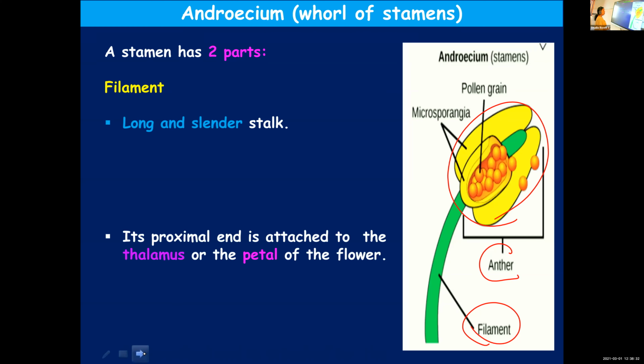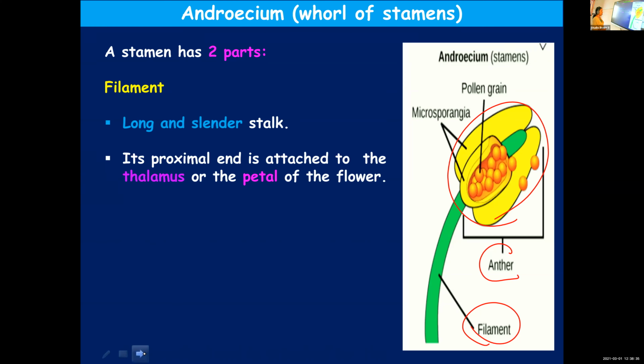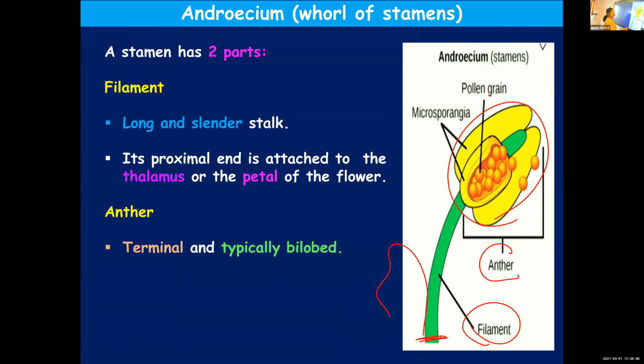Filament is long and slender. It's a stalk-like structure, and its proximal end is attached to the thalamus. This part of the proximal end will be attached to the petal or even to the thalamus. You know, thalamus is a structure from where the petals arise, the receptacle. Last year, I think you've learned about thalamus. So its proximal end is attached to the thalamus or to the petal of the flower. So that is about filament.